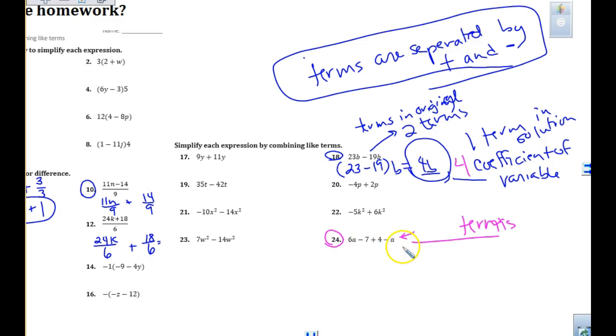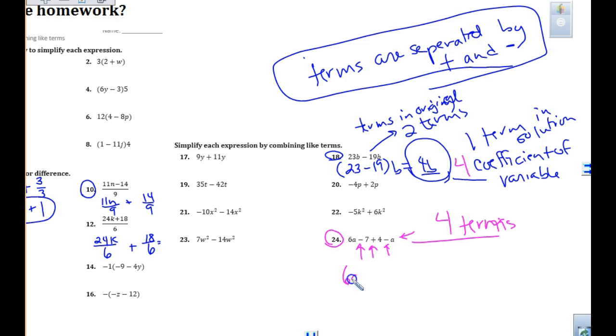How many terms? 3. Okay, I have a subtraction, I have an addition, and I have another subtraction. So they separate the terms. So this would be my first term. My next term would be -7. My next term would be 4, and my next term would be -8. So I don't have 3 terms. I have 3 addition and subtraction signs. I have how many terms? 4 terms. Okay. We now want to add our like terms, right?